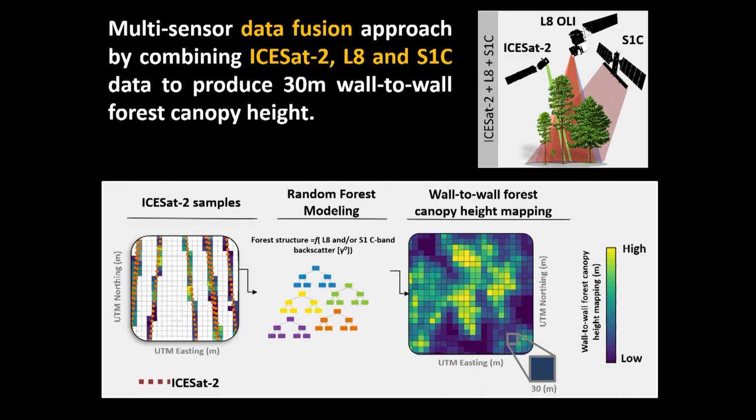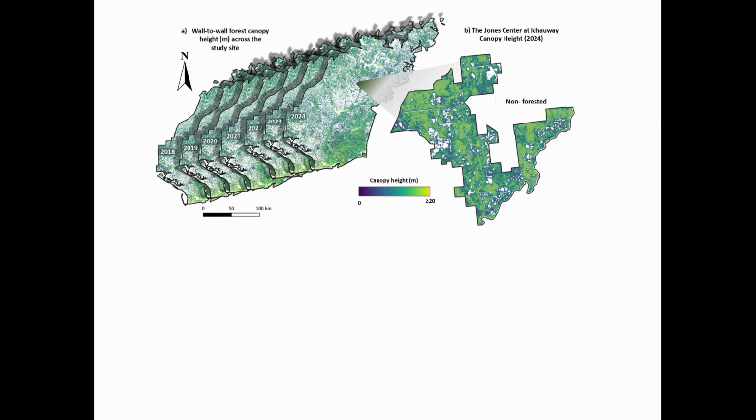Once this framework is developed, I can apply it over time, and then I can get change in terms of canopy height, canopy cover, and so on. So here's one example of the products that we produced so far. Here are canopy heights from 2018 to 2024. The maps are estimated at a spatial resolution of 30 meters. It's a map per year.